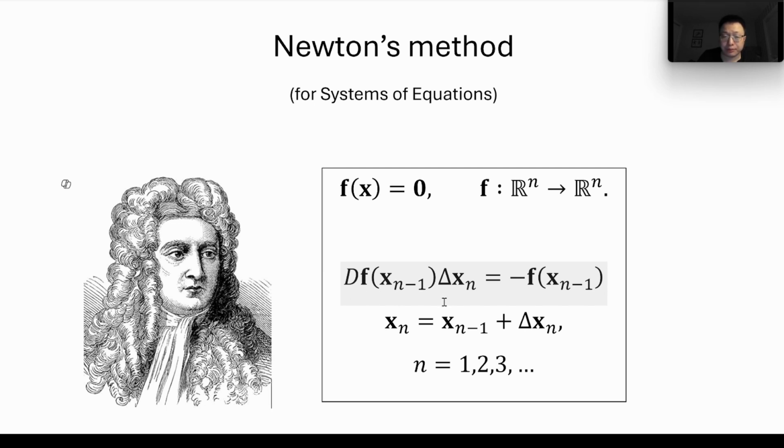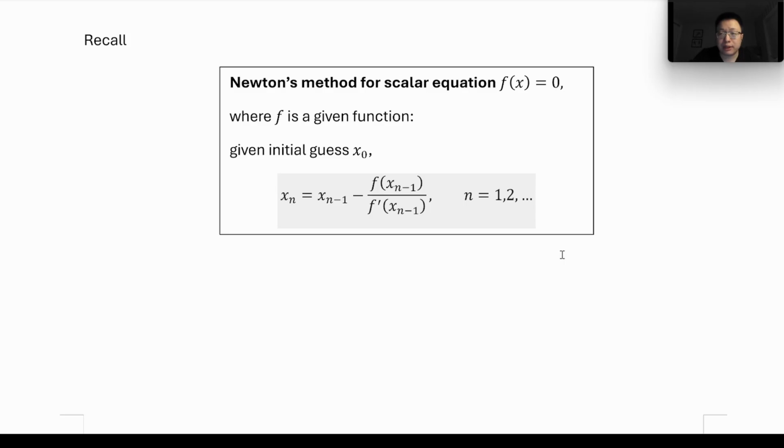So that's the method. However, I have not explained what this Df symbol means, and we shall take a look at that real soon. But before we study systems of equations, let's first review Newton's method for a scalar equation, f(x) = 0. So f(x) here is a scalar function. It takes a real number as an input and returns a real number as output.